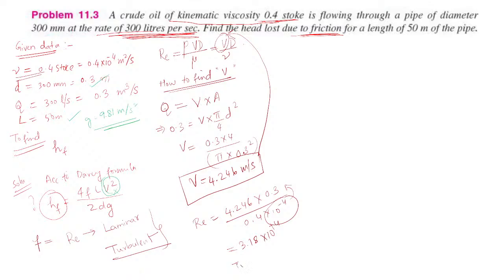We are getting a turbulent flow. The flow inside the pipe is turbulent. You have to write this statement. These statements play a very vital role from the exam point of view. So now you have your Reynolds number, you know the flow is turbulent. So what's the formula for F when the flow is turbulent? It is 0.079 divided by Re power 0.25.